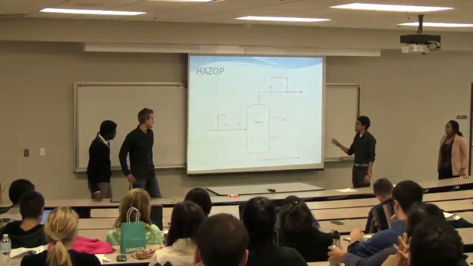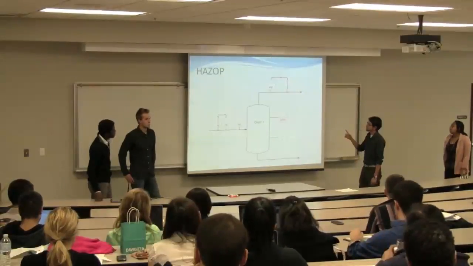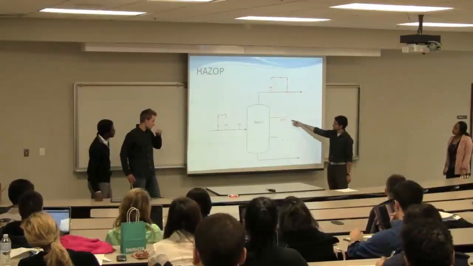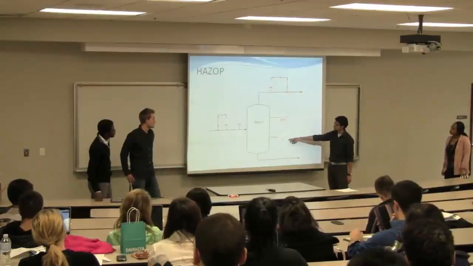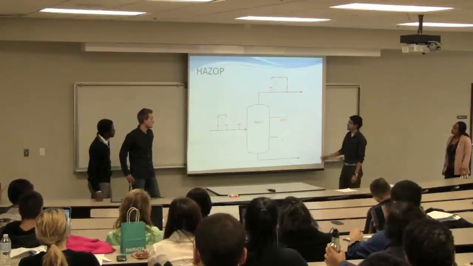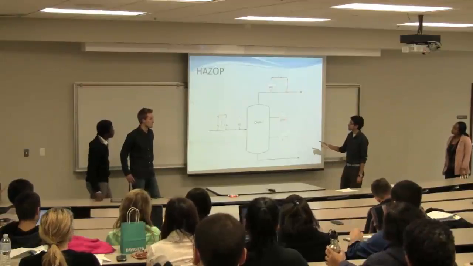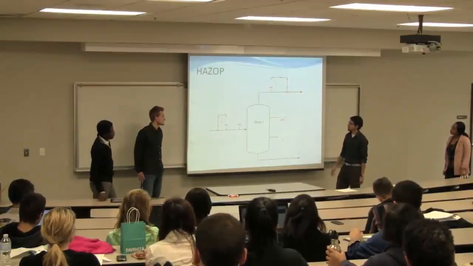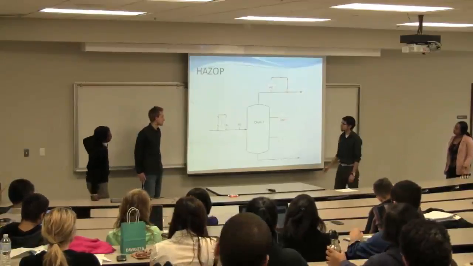So basically the diagram is the same as the diagram shown before, except that we changed the pressure alarm to level alarm and pressure indicator to level indicator, since the parameter we study here is level of the liquid in the flash drum. And we also added the pressure sensor to the feed stream.